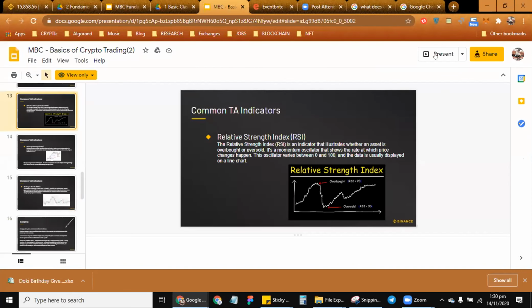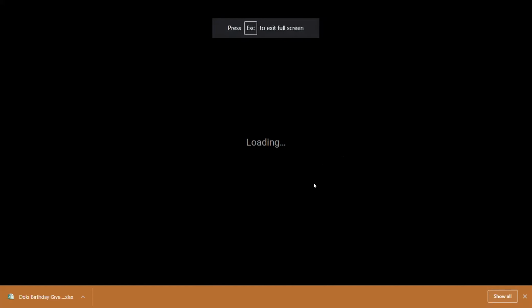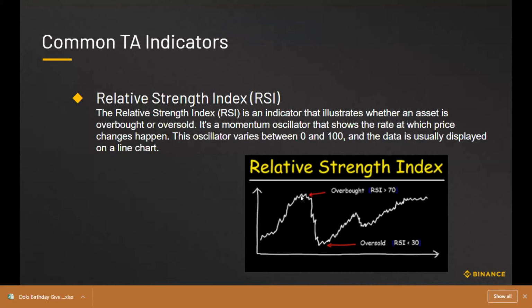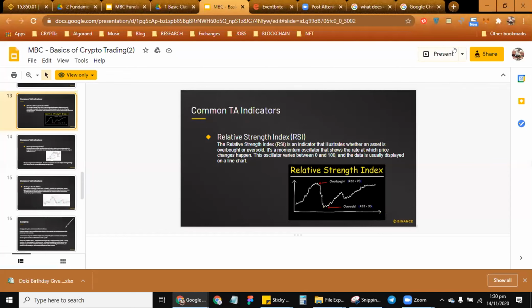At this point, it's oversold. Okay, at this point at the bottom, it means that the price of that coin is being oversold and it's likely going to go high. Do you get? At this point at the top, it means that the currency is being overbought and it's likely going to drop. Do you understand? That's what it means. So now let's look at this here.